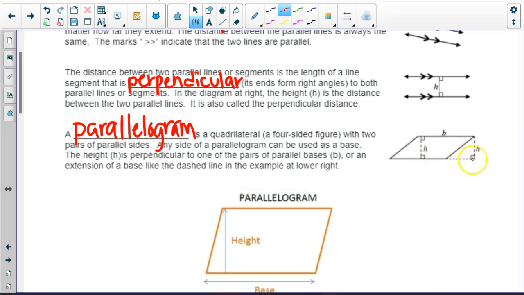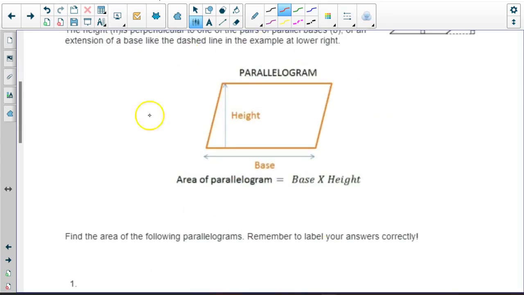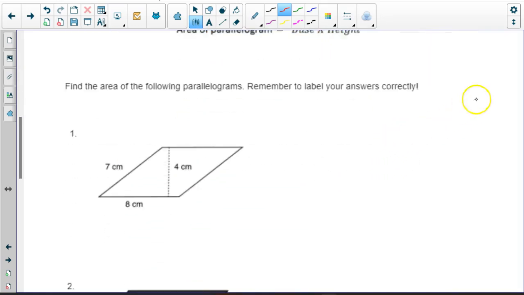Sometimes they'll show you your height on the outside of the shape like this, but don't let that stump you. It's still always associated with your right angle. So right here is just a breakdown. Here's the labeling, and then here is your formula.